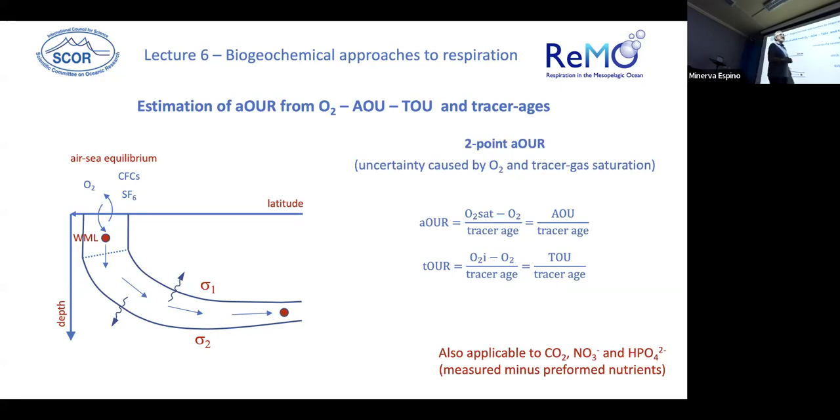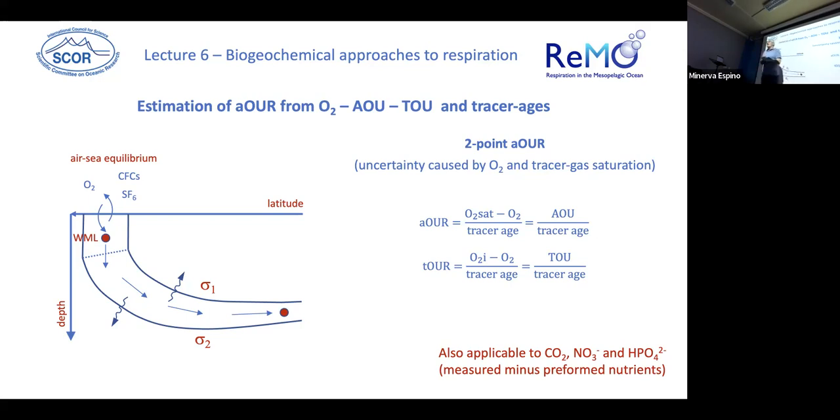So we can do it in a very simple way. With only 2 points, say the initial point, which is not a point, because if you assume that age is 0 and oxygen saturation, then you only need 1 point, that one. You take a sample here, measure the oxygen, calculate the AOU, measure the trace gas, calculate the age, and do this: apparent oxygen utilization divided by trace age. Of course, if you have another sample here, another one here, another one here, you can calculate the apparent oxygen utilization rate in any of these places.